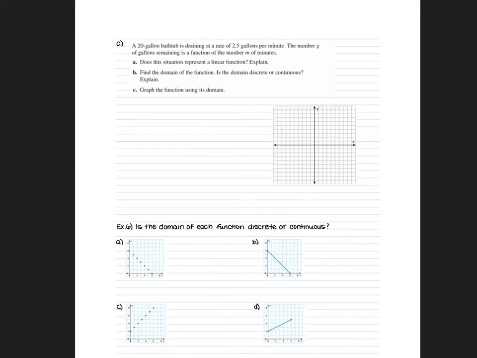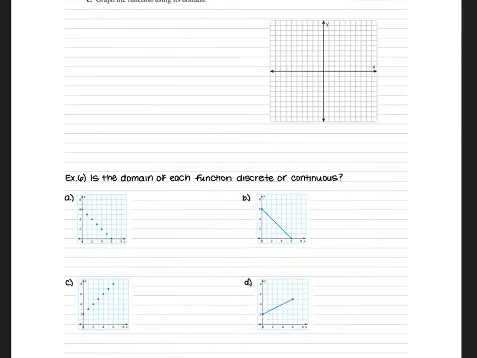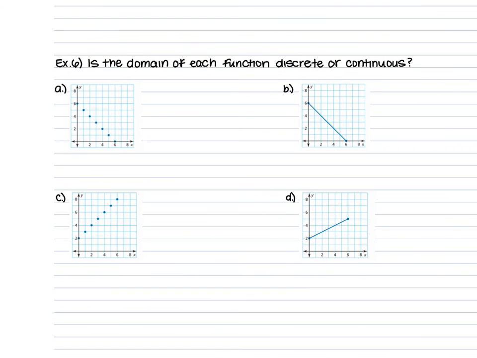For our last example that we're going to go over, I'm going to skip this one and look at these. We have A, we're just telling if we have a discrete or continuous function on the graph. If we look at A, we have ordered pairs and only ordered pairs on that graph, so this is discrete. For B, we have a line that's drawn on that graph, so that would be continuous. For C, we have just the ordered pairs, so that would be discrete. And for D, we have another line, so that one is continuous as well.